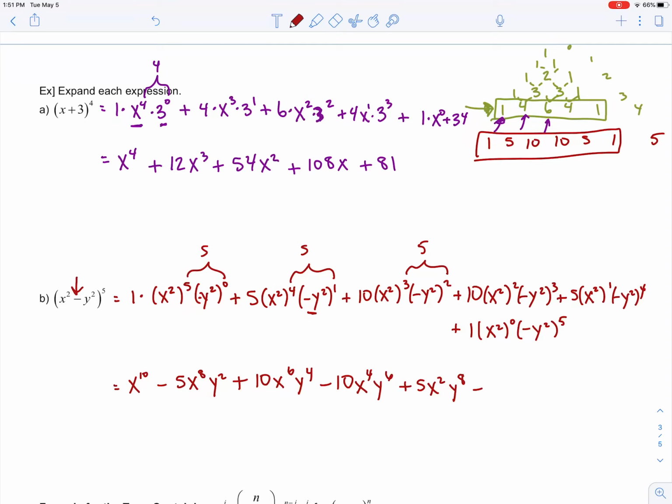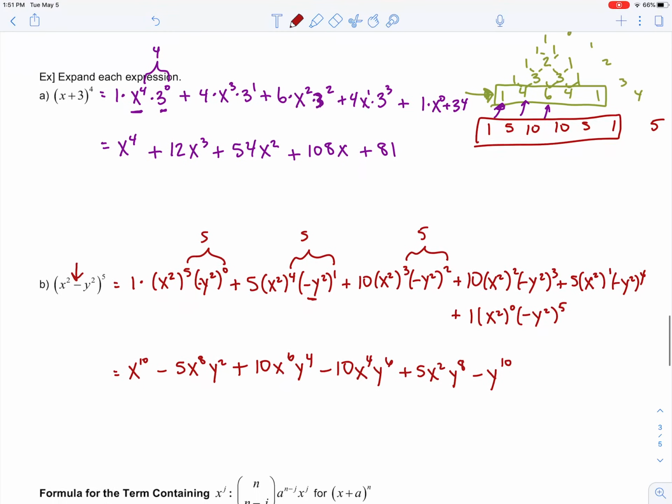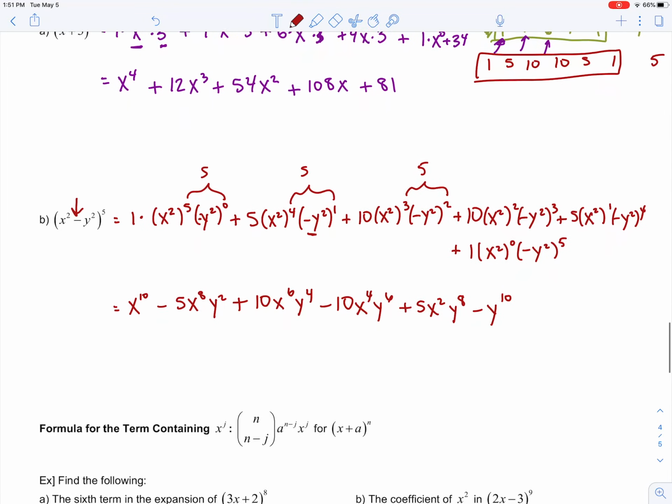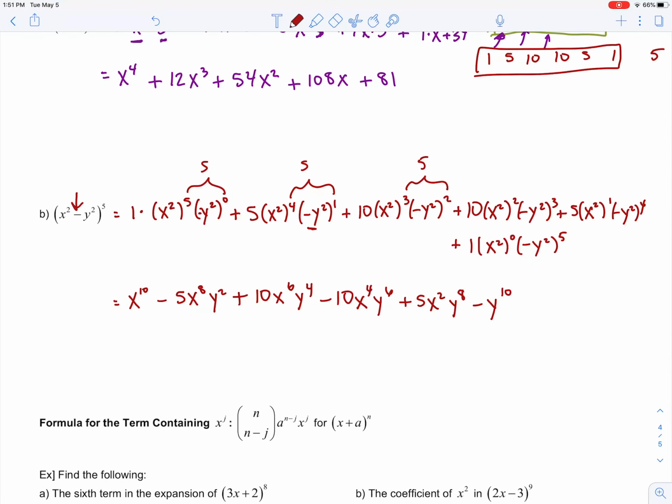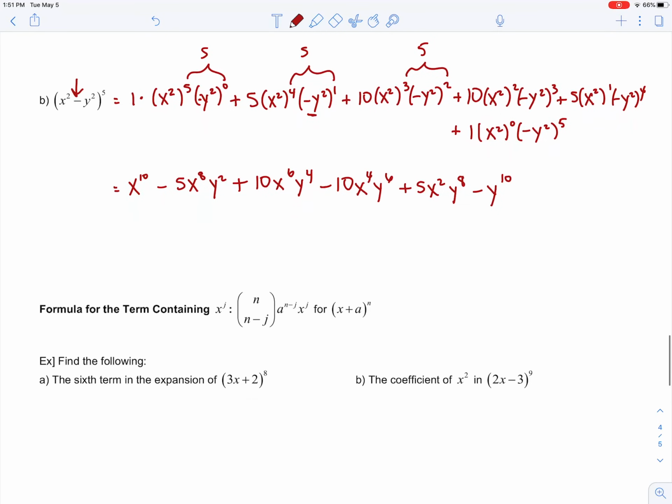And the last one again is negative. X squared to the 0 is 1. Y squared to the 5th is y to the 10th. Okay, so the more you practice with that, the more you'll kind of remember it. It will be useful later in your math classes to come.